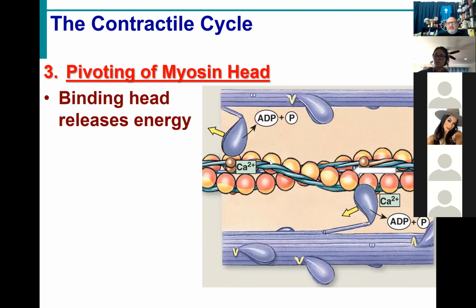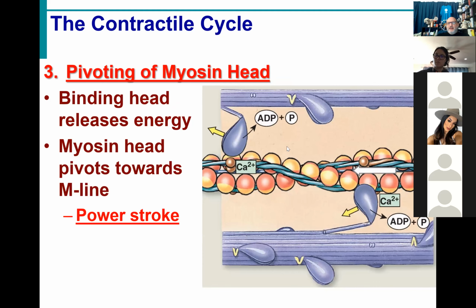And as they pivot, they release their energy and they pull the actin and the Z disc towards the M line. Right? This is the power stroke. And as we talked about with this power stroke, by pulling the actin towards the M line, our Z discs get closer together. And when our Z discs are closer together, our sarcomere gets shorter.